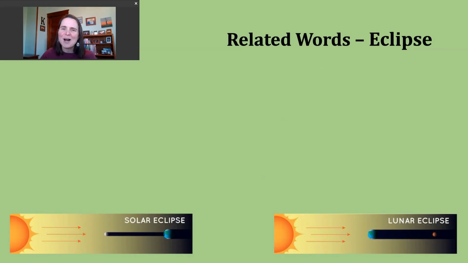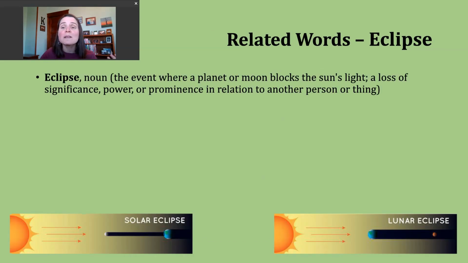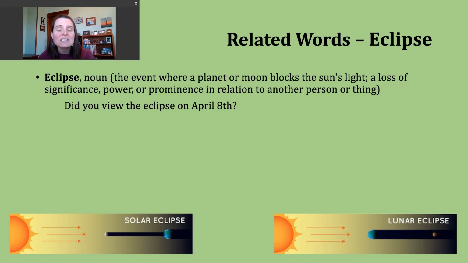Now let's move on and talk about some words that are related to our verb eclipse. And the first word we're going to discuss is the noun form of this word. The noun has the exact same spelling and the exact same pronunciation. When we use the noun eclipse, we can talk about the event where a planet or a moon blocks the sun's light. An example of this: did you view the eclipse on April 8th?